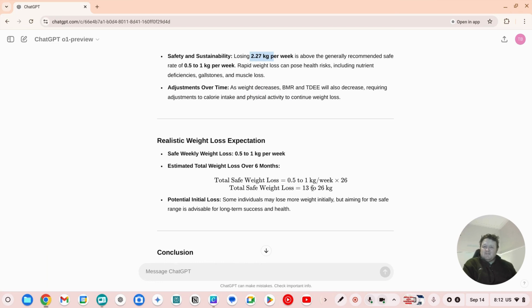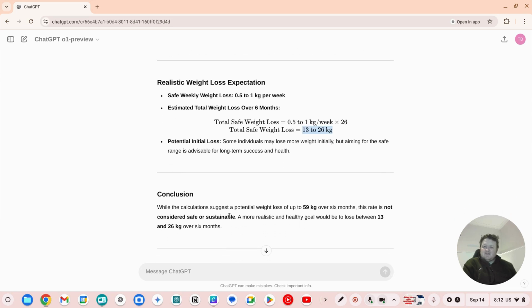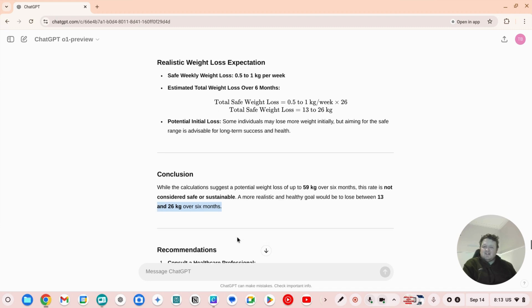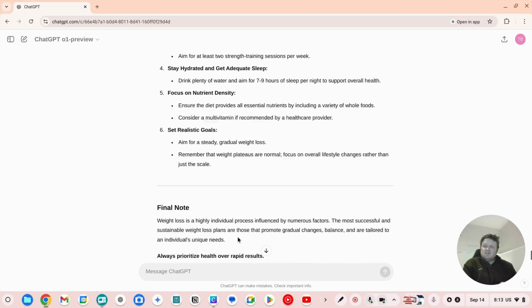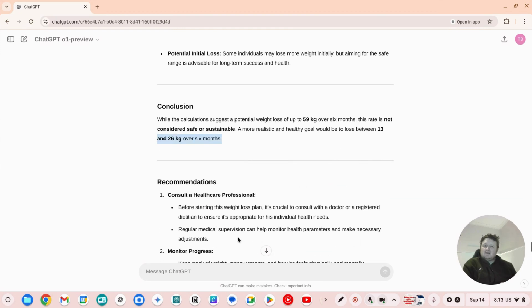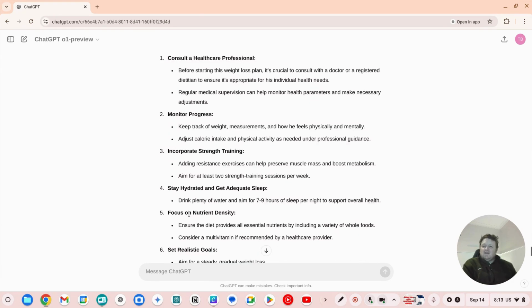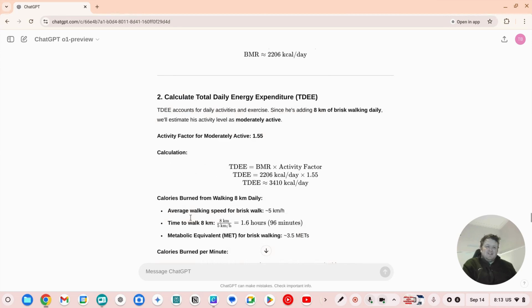So the total safe loss is 26 kilos. Anything more is not considered safe or sustainable. A more realistic goal would be to lose 13 to 26 kilos over 6 months. Consult a healthcare professional. So I did ask it to do it as fast as possible, but I could adjust that now if I wanted. I could say, please set the diet to lose 26 kilos over 6 months. Now, obviously, this is not medical advice, but it's a great source of information. See your doctor, etc., etc. But I'll let you know how I go. Cheers.